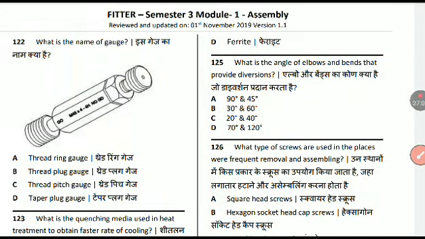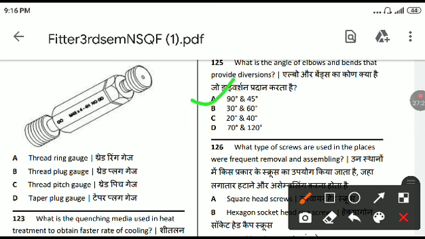What is the angle of elbow and bends that provide diversion? Elbow is generally provided at 90 degrees and 45 degrees. Option A.